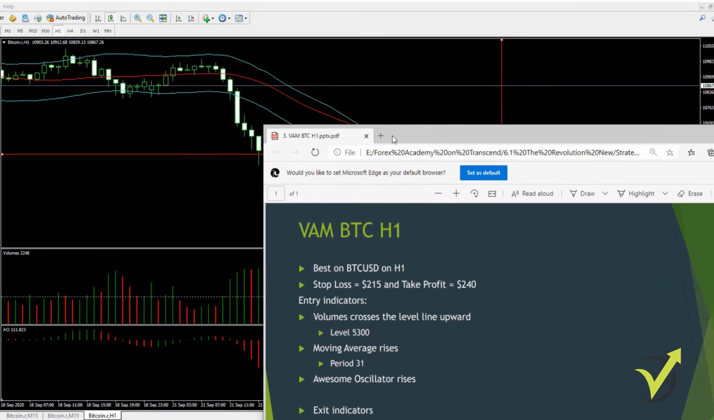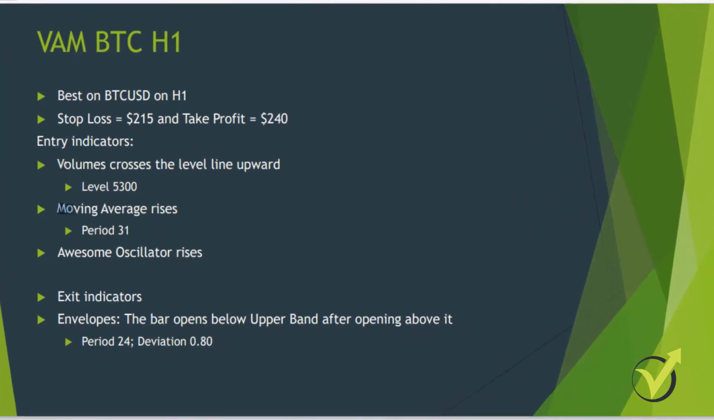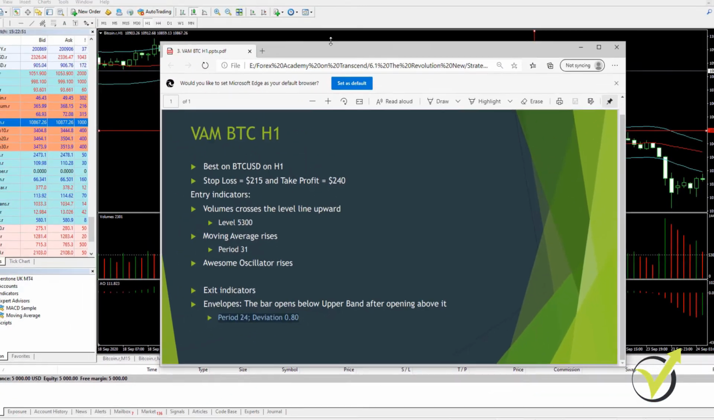Alright guys, so this is the VAM strategy. This is how I call it, because I use volumes, moving average and Awesome Oscillator. So it is VAM. This is how I have named it because of the three entry indicators that I've been using, and I have envelopes as an exit indicator. Alright, you will find this PDF attached to this lecture and as well for the others. And one more time, when you are taking this course, the values could be different because the market changes, so the strategies change, and I do my best to improve them all the time.